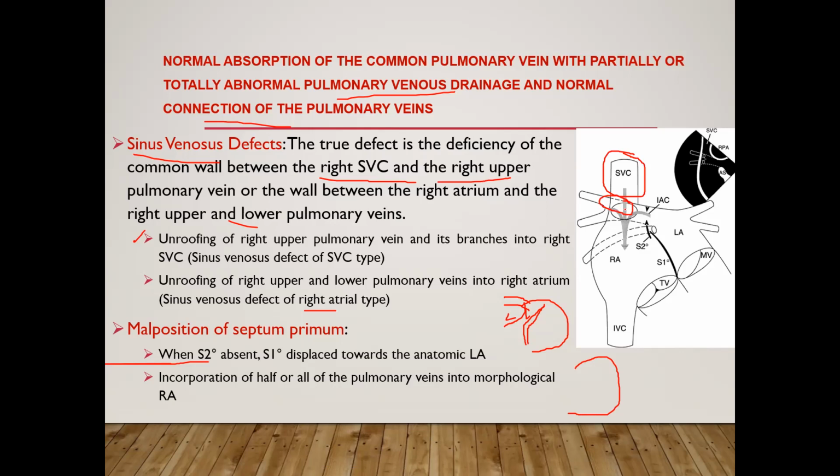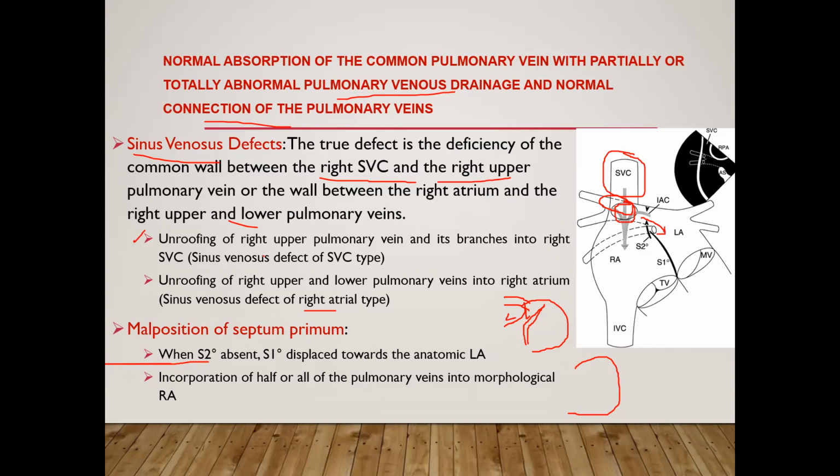The right upper pulmonary vein is normally draining into LA, and the common pulmonary vein involution occurs at the predicted time. But there is a deficiency in the common wall between the right upper pulmonary vein and SVC, which occurs if it is sinus venosus of SVC type. There is a common wall deficiency between the SVC and right upper pulmonary vein.